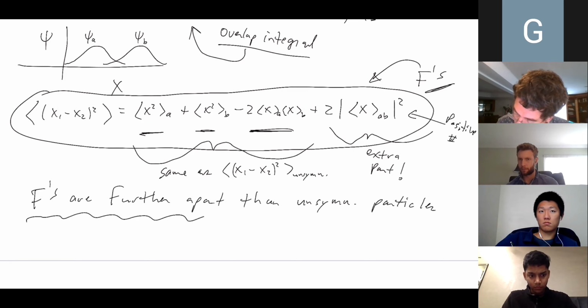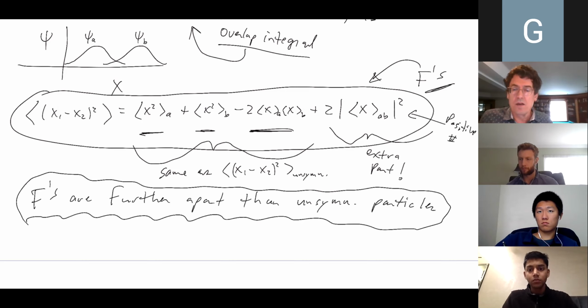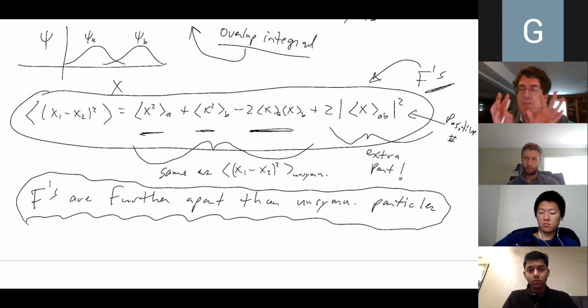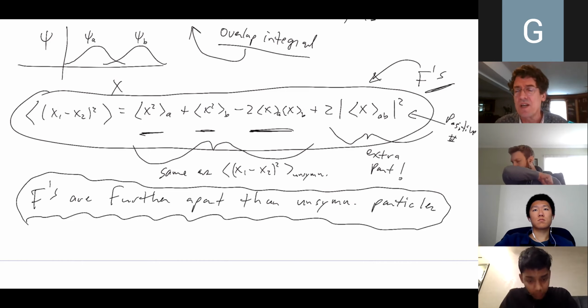But then, is this true all the time, or does the overlap have to be... could the overlap be 0 for fermions? Yeah. In most cases there'll be some overlap, okay? Because the particles are all in the same system, they're in the same box, so the wave functions will always have some non-zero overlap. So I think it's actually a pretty general result.